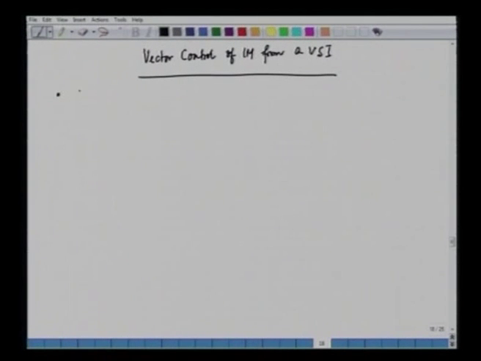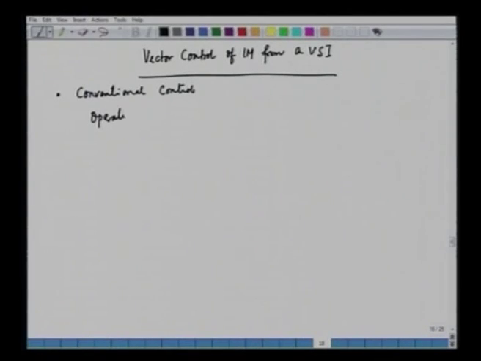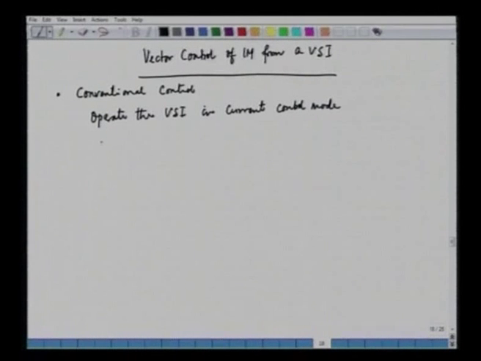Okay. So, what is the conventional practice? Conventional control is operating the voltage source inverter in current control mode. And one of the ways to have current control is the hysteresis current control, that we have already seen, that we have a reference current, and we can track the reference current within a band. So, one of the ways is to go for hysteresis current control.